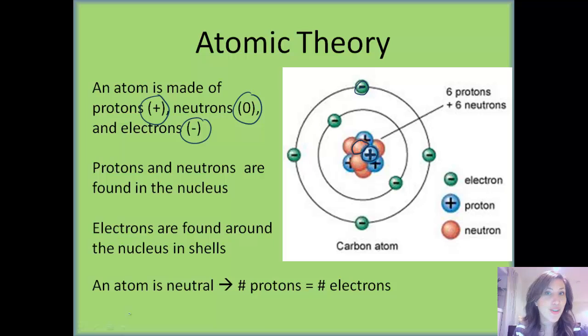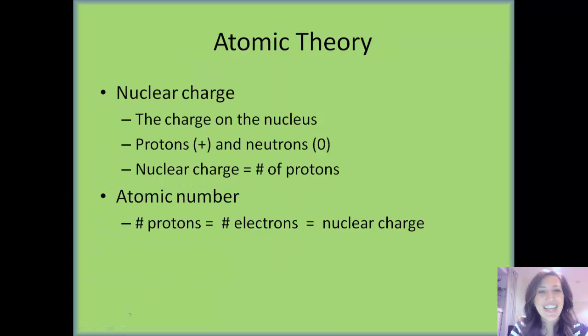All atoms are neutral, and that means that they have the same amount of protons as they have electrons. So the number of positive charges and the number of negative charges are the same, making it have no net ionic charge. Another thing about our atomic theory is that nuclear charge is a term that we use to explain the charge on the nucleus.